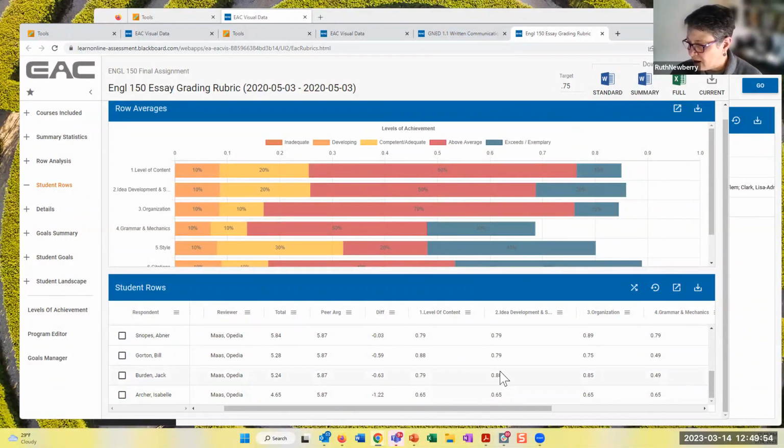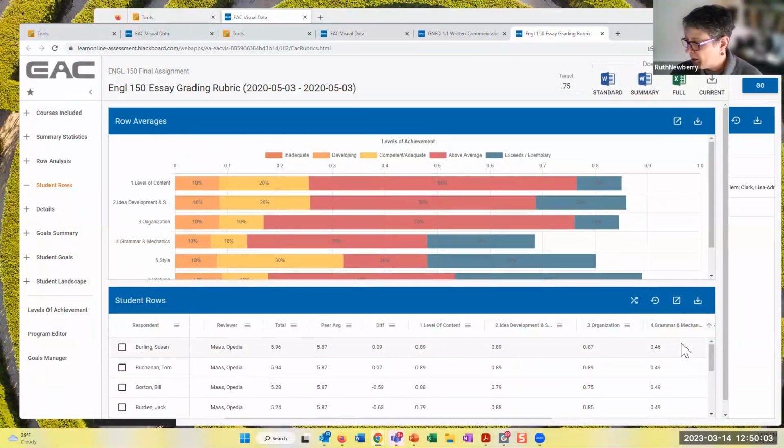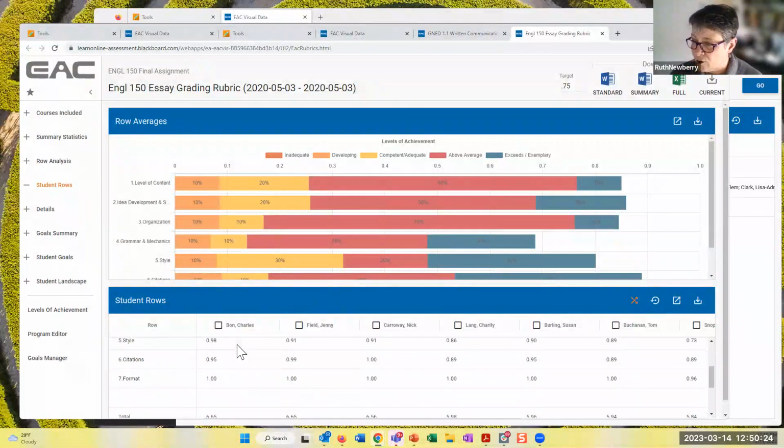Notice everybody else in these is pretty much above, except here we have more students. And especially if I rank them, we can see there's more students. These are the ones that are struggling on that grammar and mechanics below my target. Now, I can look at it this way. Sometimes faculty find it easier to click these little crosshairs and look at it student by student, row by row.